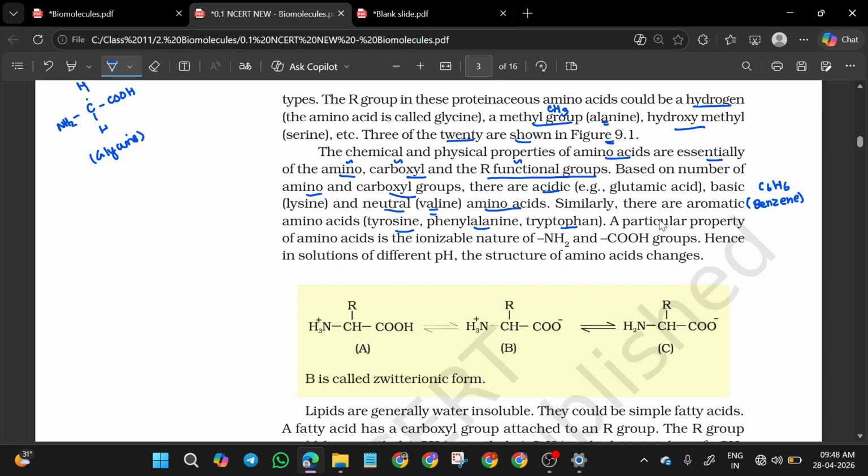A particular property of amino acids is the ionizable nature of the NH2 and COOH groups. Hence in solutions of different pH, the structure of the amino acid changes. The NH2 and COOH control the amino acid property. So because NH2 and COOH are ionizable, that is a property we can see. Hence in solutions of different pH, for example if it is placed in acidic pH, it has a positive charge. As pH keeps increasing, it will be neutral. This is called the Zwitter ionic form. Then if you keep on increasing, at one point when it goes to basic pH, it will become this one, that is negatively charged. I think this is clear.